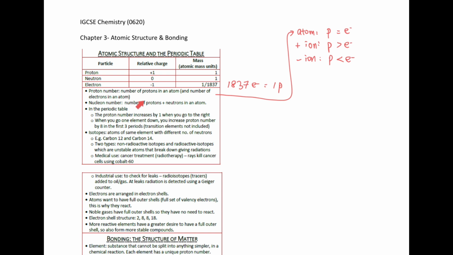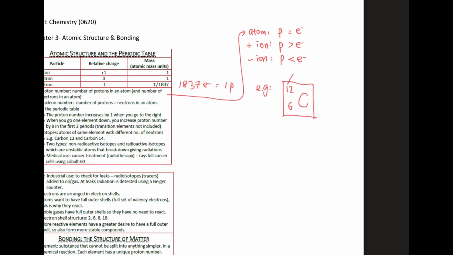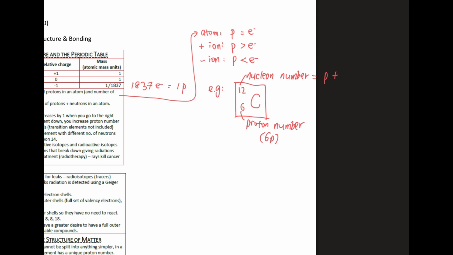Nucleon number is the number of protons plus neutrons in an atom. Okay, so nucleon number you can see in the periodic table in this particular way. So for example, let's say you have carbon, 12 6, carbon 12 6. Okay, so this is the nucleon number. The bottom is the proton number. Okay, so from here we know there are 6 protons, and nucleon number is proton plus neutron.